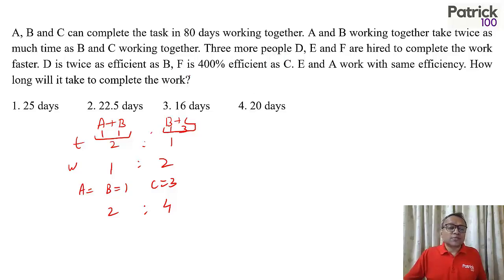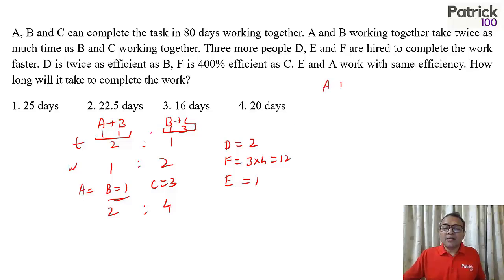So 3 people join. D is twice as efficient as B. B is doing 1 work, so D will do 2 work. F is 400% efficient compared to C, so that is 3 into 4, 12. 400% means 4 times, so F does 12 work. And E does the same work as A, so E does 1 work.